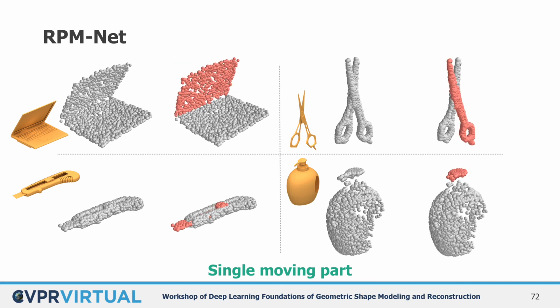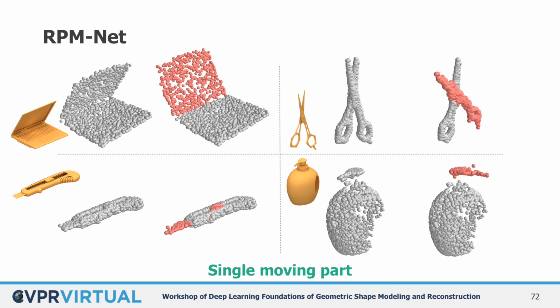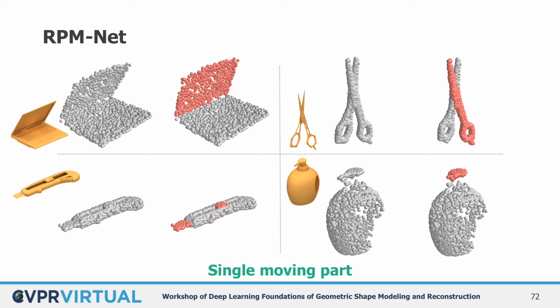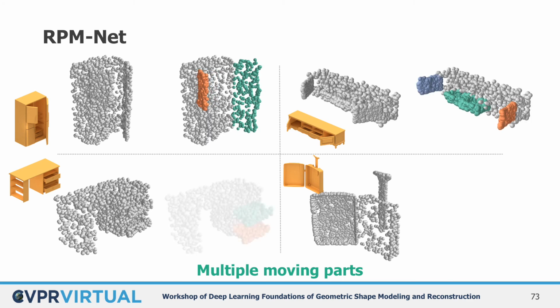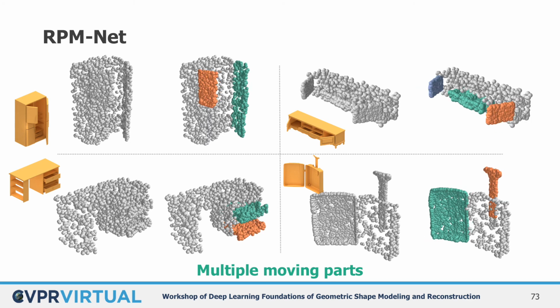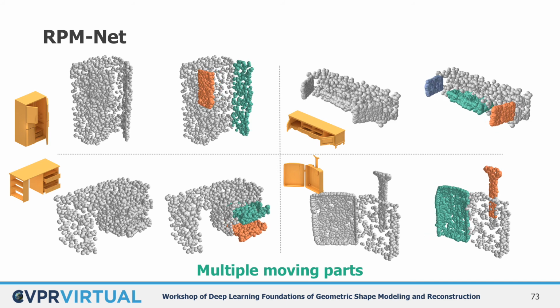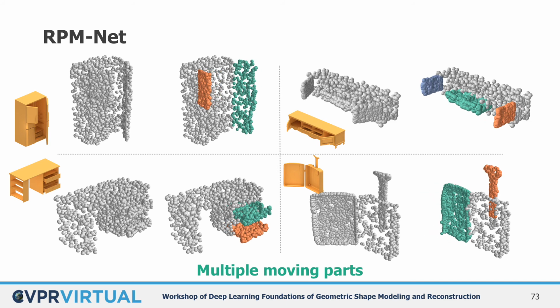Given an object with multiple parts, RPMNet can simultaneously predict the motion of all the moving parts. We can see that our method can correctly segment moving parts in several different configurations. For example, for the TV bench here, our method is able to recognize different types of motions and segment the two doors and the drawers into different moving parts.